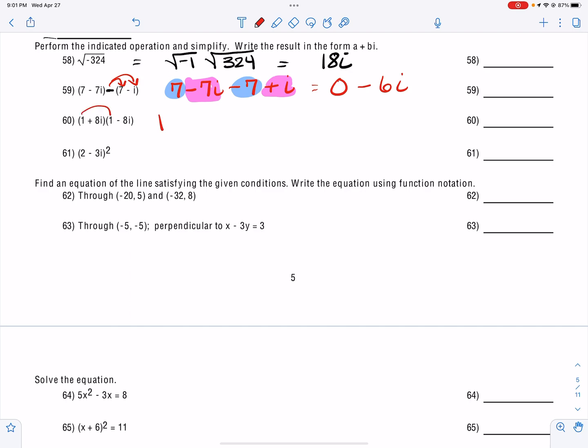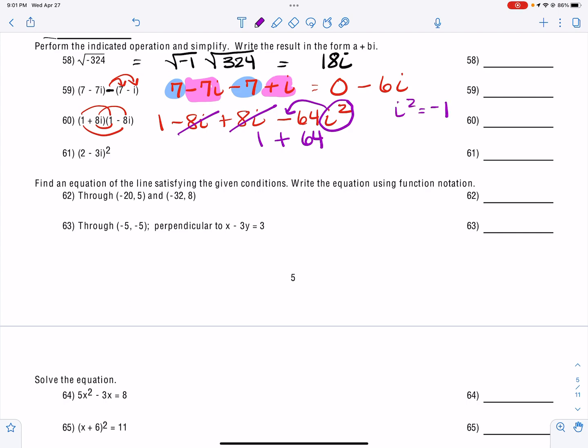Now, if I'm multiplying, I'm going to FOIL. 1 times 1 is 1. The outer gives me -8i. The inner gives me positive 8i. And the last gives me -64i squared. And we never leave an i squared in our answer. -8i and positive 8i cancel each other out. Remember, this i squared changes the sign of that number. So it becomes 1 plus 64, because recall that i squared is equal to -1. And so now my final answer is just 1 plus 64, or 65.